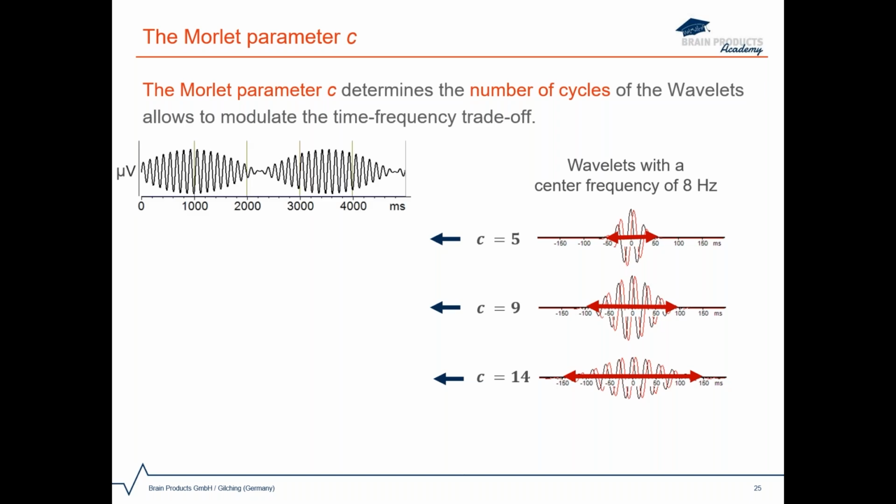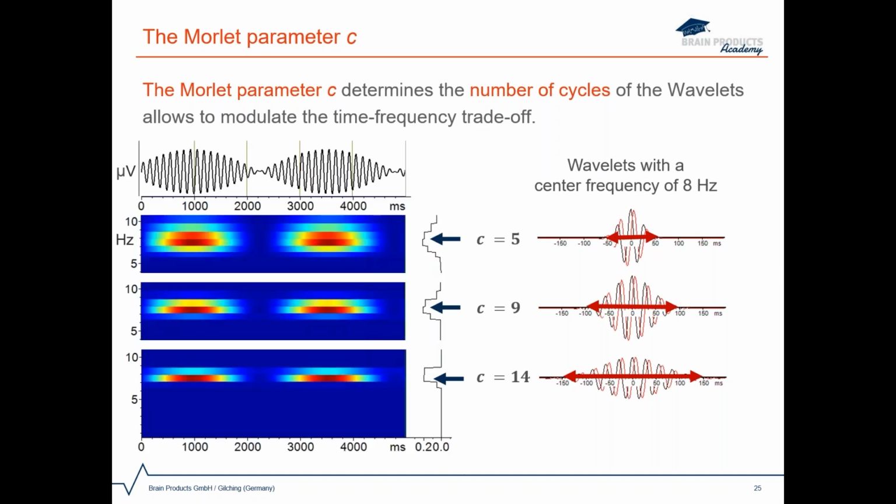Let's say I have a modulated 8 Hz signal. If I perform 3 wavelet analyses, each time using a different C parameter, you can nicely see how this affects the resulting time frequency spectrum. Using more cycles will increase the frequency resolution, meaning the frequency band gets narrower. At the same time, the signal gets more spread over time, so the time resolution gets lower.